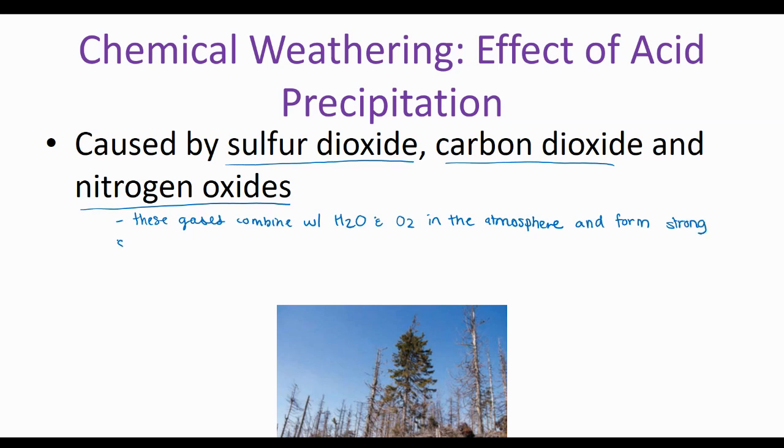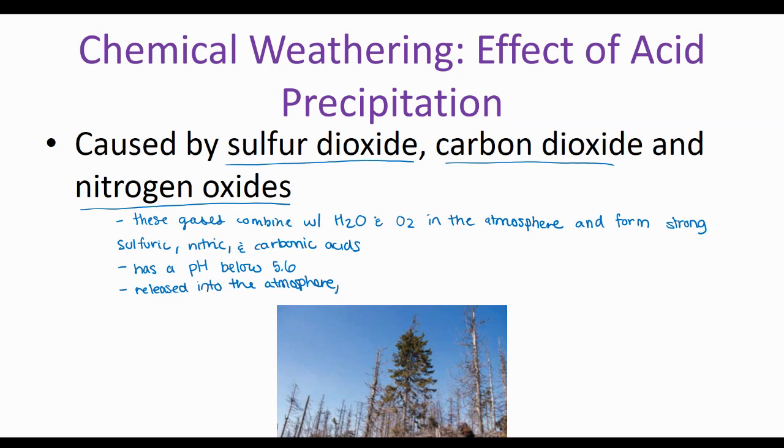strong sulfuric, nitric, and carbonic acids, which have a pH below 5.6, and these are released into the atmosphere often by humans through human activity.